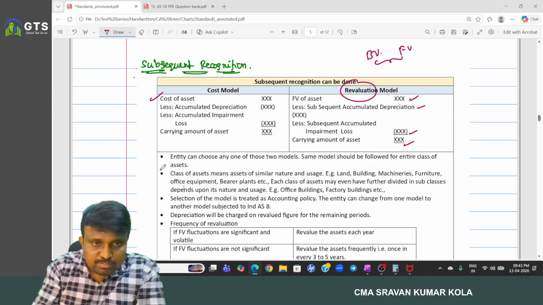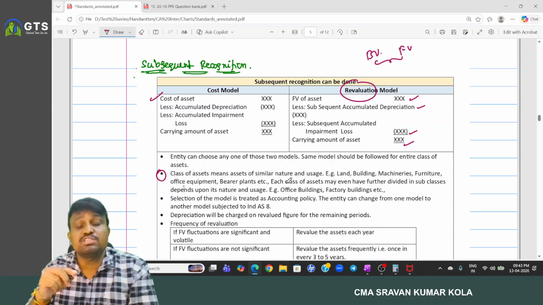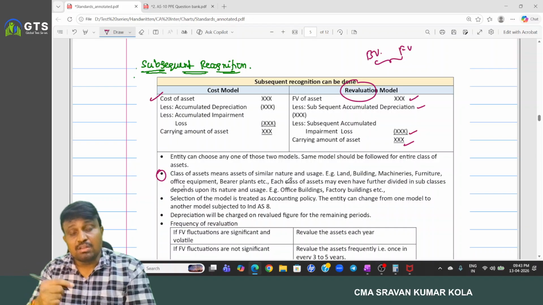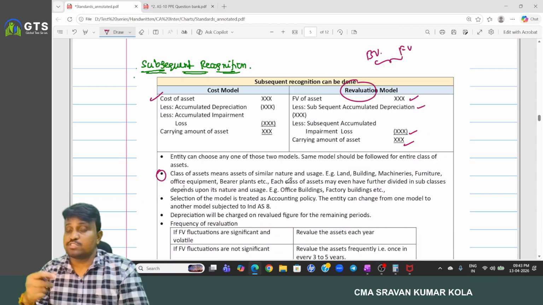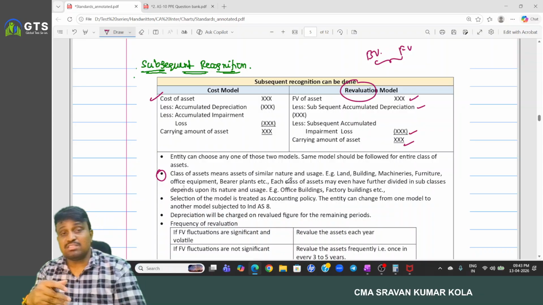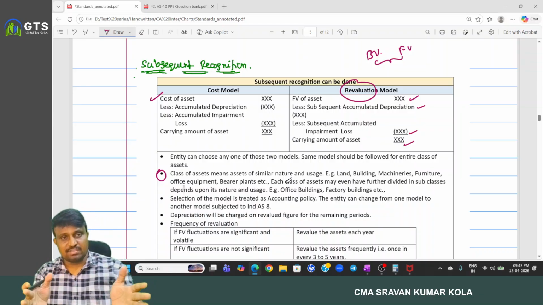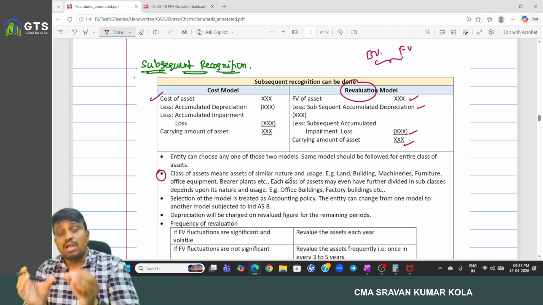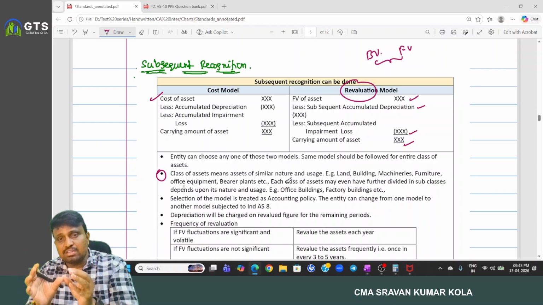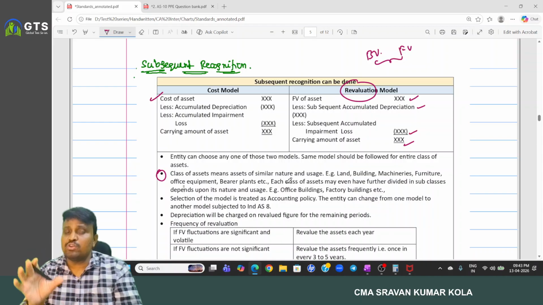And the model you selected should be opted for the entire class. What is meant by a class of assets is assets of similar nature and similar usage. For example, land and building, machineries, furniture, office equipment. Based on their uses, those are classified into one group. And if you select the revaluation model, then follow it for the entire group.